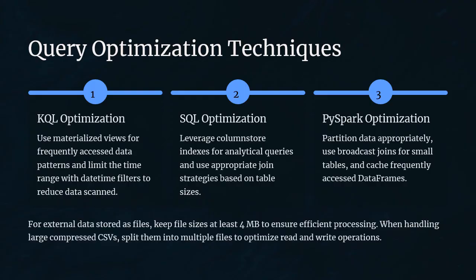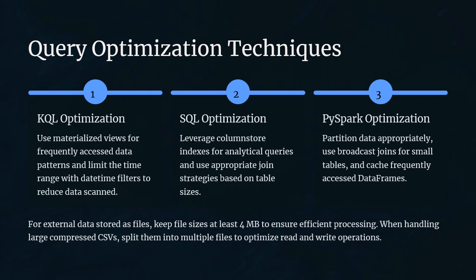To get the best performance from your queries in Microsoft Fabric, you need to optimize across different languages and tools. For KQL, leverage materialized views for workloads that repeatedly access the same data patterns. Also, always limit the query's time range using datetime filters to reduce the volume of data scanned and speed up results. In SQL, use column store indexes to accelerate analytical queries and carefully choose the join strategies based on the relative size of your tables to minimize processing overhead.